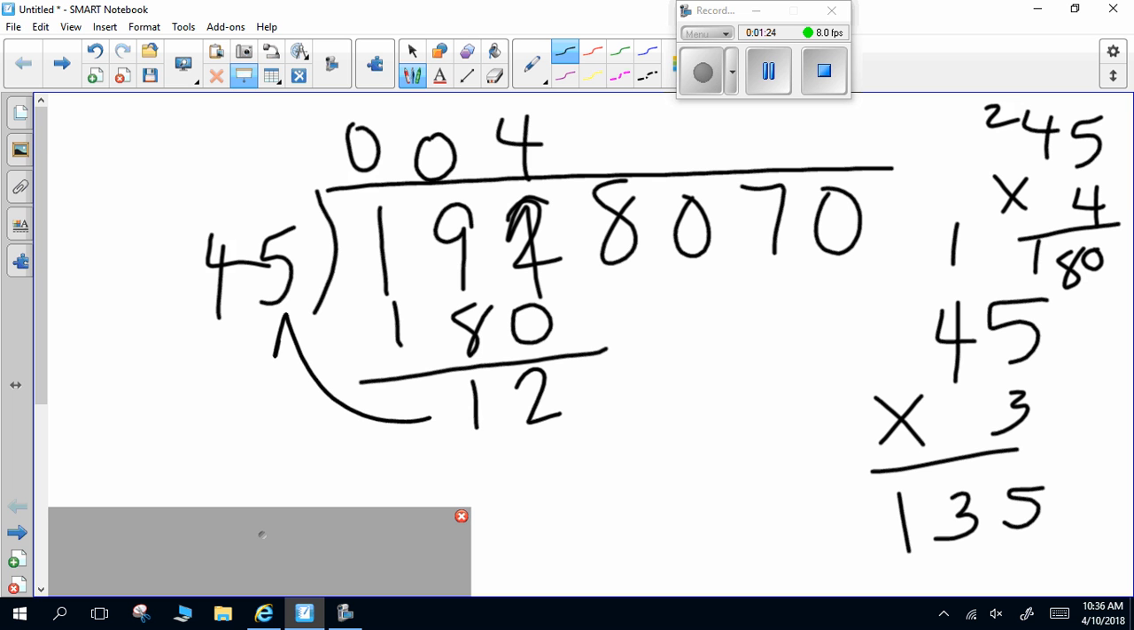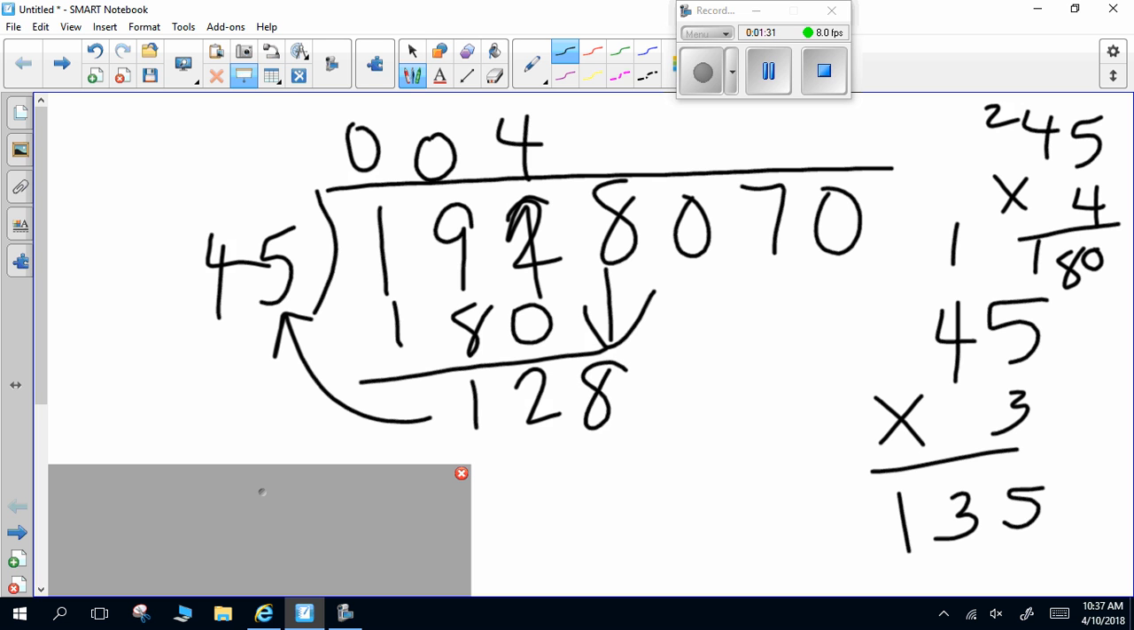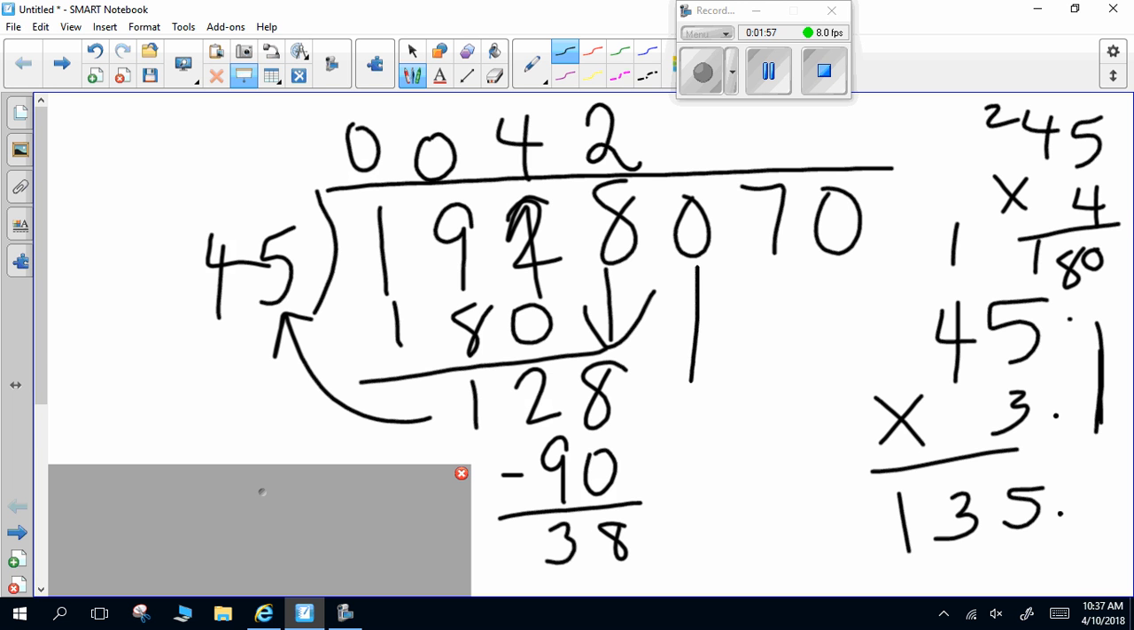I have to check and make sure that my 12 is less than my 45, and it is, so I bring down the next digit, and that is 8. So over here, I left my divisions over here. So I've got 45 times 3, that's 135. That's a little too high. So then I'm going to try 45 times 2. Well, I know that 45 times 2, that's 90. So I put the 2 here, and I put the 90 under here. And I subtract, and I get 38. And that's less than 45, so I'm good. I bring down my next digit.